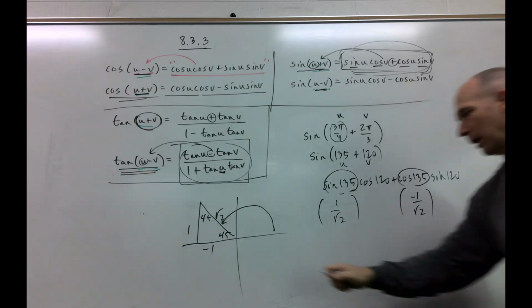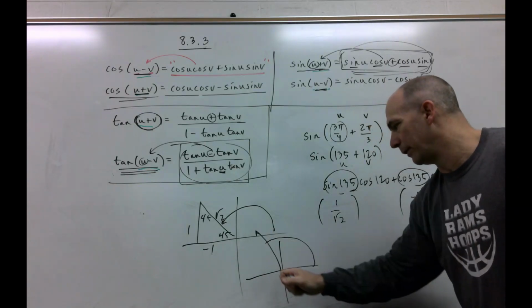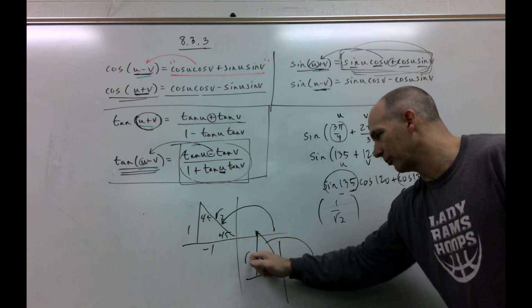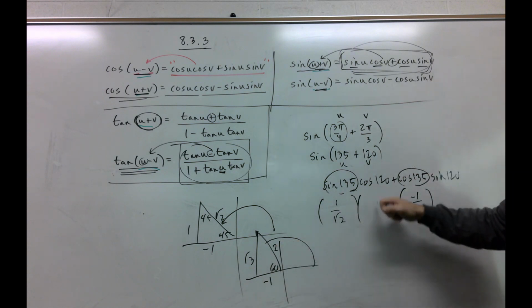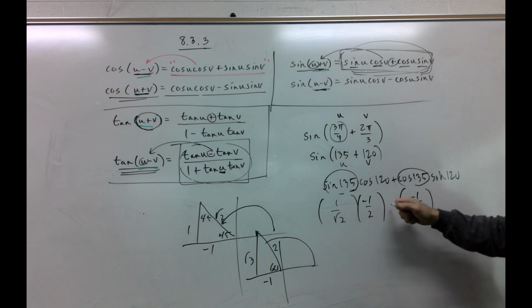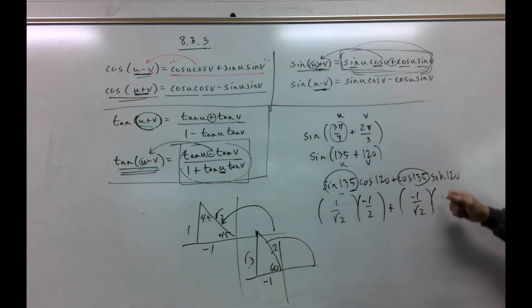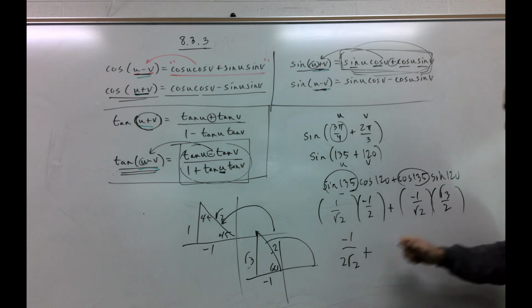Now we need a 120 degree spin. Well, that would leave us with a 60 degree reference angle. There's our square root of 3, negative 1, 2. So what is cosine over here? Adjacent over hypotenuse. And then sine would be opposite over hypotenuse. And so we'd multiply this together, negative 1 over 2 square root of 2, plus negative square root of 3 over 2 square root of 2.